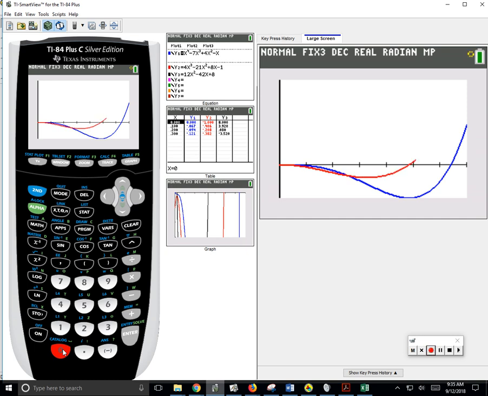I should change the colors to match the other graph so it's easier to jump back and forth. I'll do that in a minute.